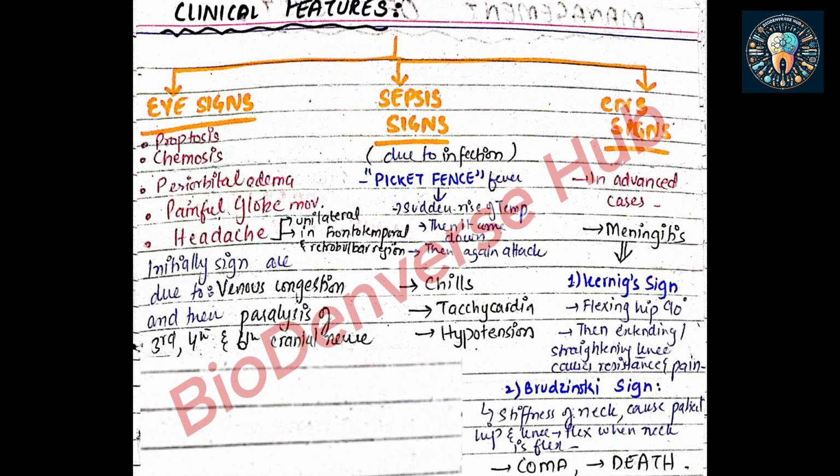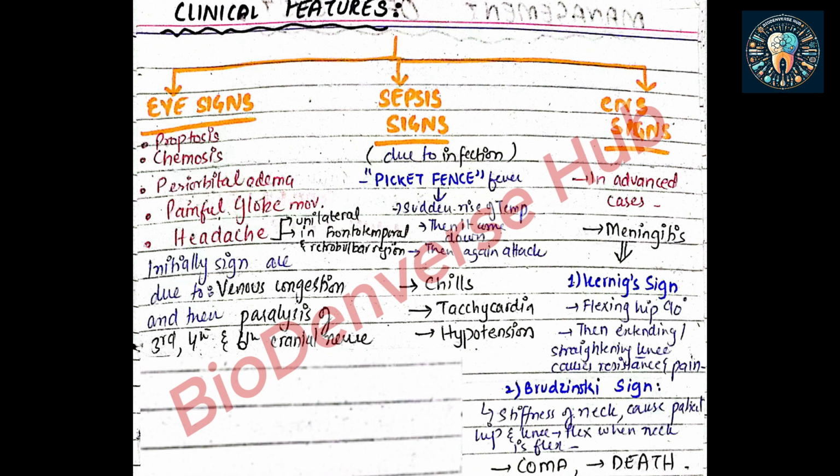Now, let us move on towards the septic signs. Due to the infection, in septic cavernous sinus thrombosis you will have a toxic appearance and a picket fence fever, which means a sudden rise of temperature, then it comes down, then again a sudden rise of temperature, and then it comes down. So you'll have picket fence fever, chills, tachycardia, and hypotension.